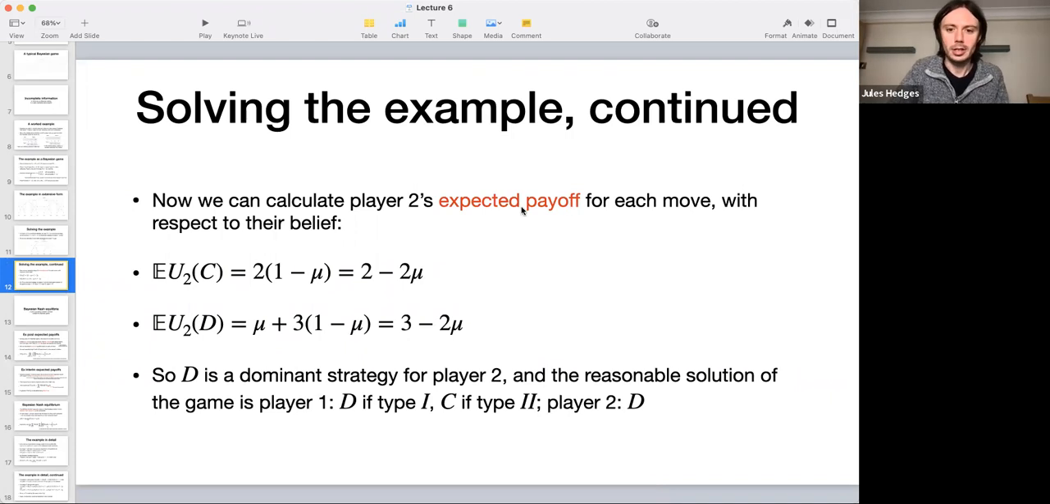So at this point, we can calculate player 2's expected payoff for each move. We find that if they cooperate, they get the payoff 2 minus 2 mu, and if they defect, they get 3 minus 2 mu. So it turns out that defecting is always higher. In fact, defecting is going to be a dominant strategy for player 2 in this situation. So we can solve this game by a form of iterated deletion of dominated strategies.